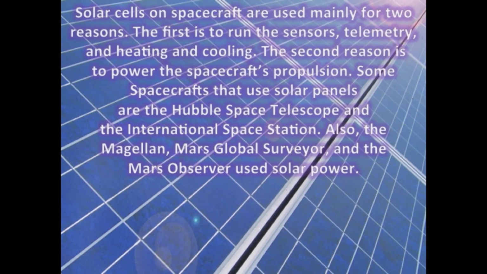Solar cells in spacecraft are used mainly for two reasons. The first is to run the sensors, telemetry, and heating and cooling. The second reason is to power the spacecraft's propulsion. Some spacecraft use solar panels, like the Hubble Space Telescope and the International Space Station. Also, the Magellan, the Mars Rover Surveyor and the Mars Observer use solar power.